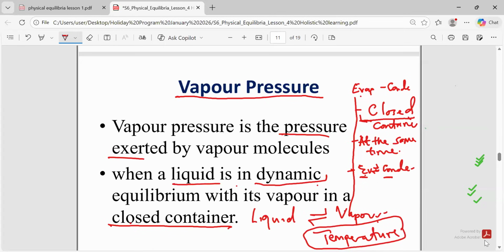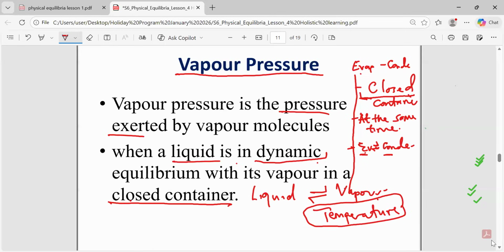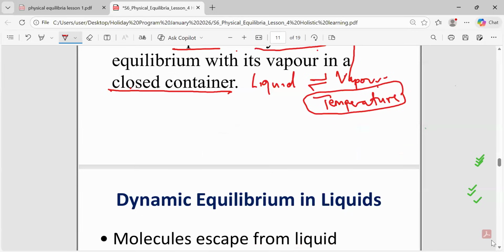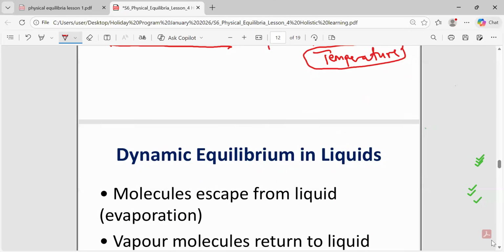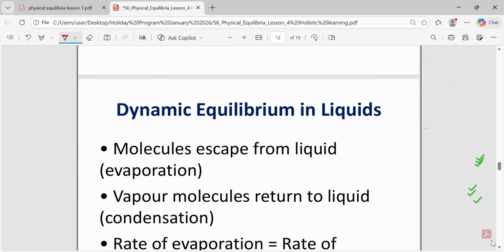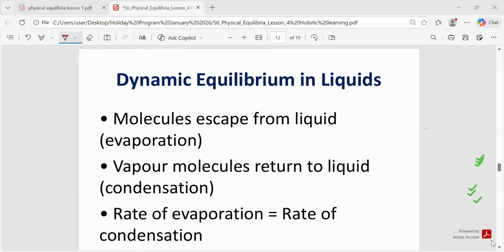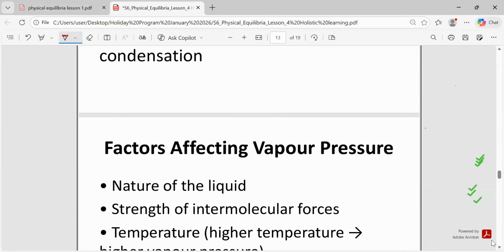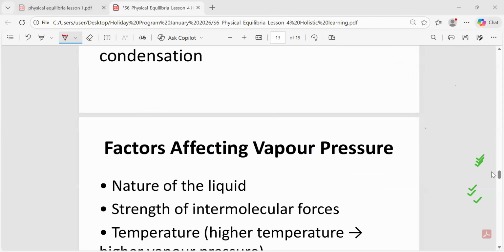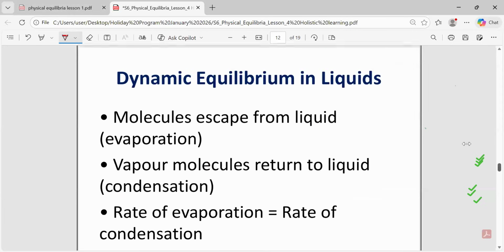Maybe since your microphone is on, you can take us through our next part when we talk about dynamic equilibria in liquids. I've been talking about dynamic equilibria. Now let's talk about it a little bit here. Take us through those points on dynamic equilibria. Those ones, yeah.